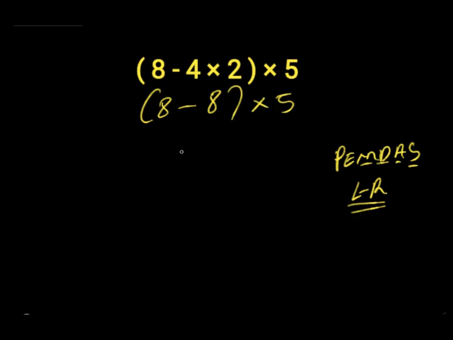8 minus 8 will give us 0. Then we have 0 times 5. 0 times 5 is equal to 0. 0 is the right answer to this question.